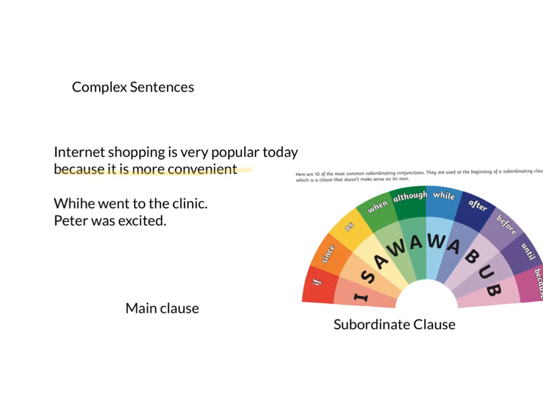I'm going to add the word "while." So that's going to be my I-saw-a-wabub subordinating conjunction. While he was in the city, comma. Usually there's a comma at the start if you're adding a subordinate clause in. So, while he was in the city, he went to the clinic.